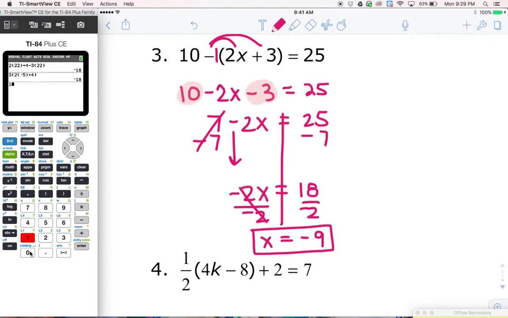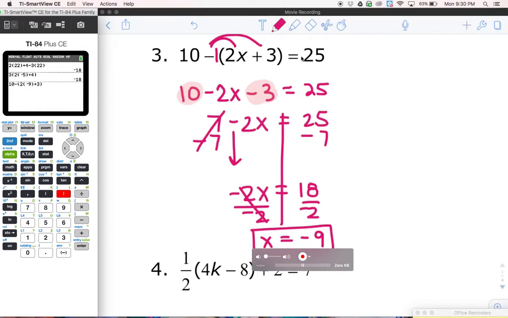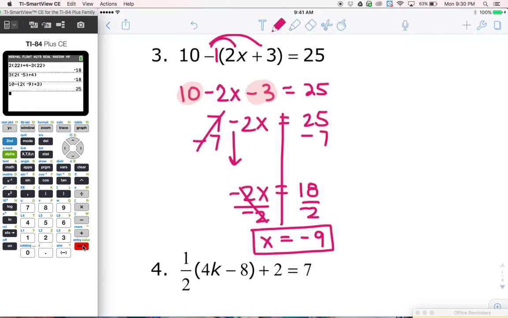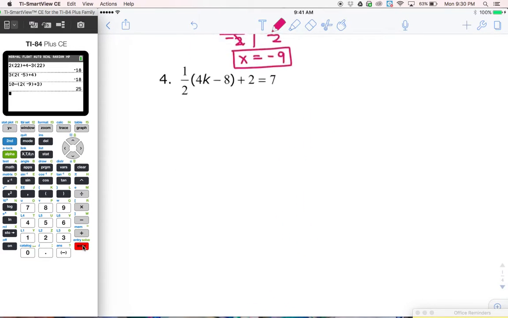Okay, again, I'm going to quickly check our answer. So I've got 10 minus parentheses 2, and then parentheses around my substitution, which in this case is -9. And then I've got plus 3. Okay, when I press enter this time, I should be getting 25. And I do. Awesome.